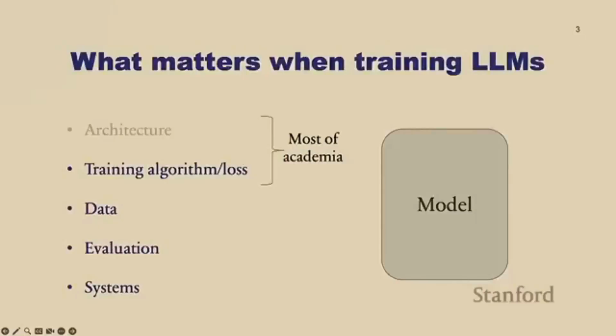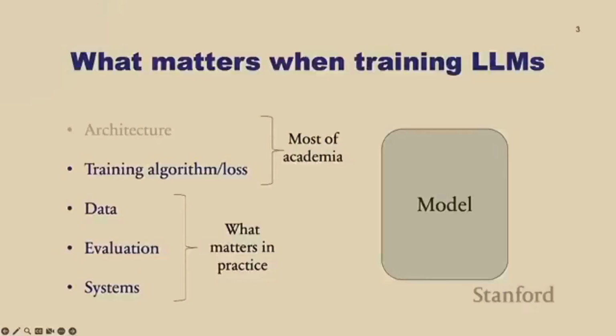Another thing to say is that most of academia actually focuses on architecture and training algorithm and losses. As academics, and I've done that for a big part of my career, we like thinking that we make new architectures, new models, and it seems like it's very important. But in reality, honestly, what matters in practice is mostly the 3 other topics: data, evaluation, and systems, which is what most of industry actually focuses on. That's also one of the reasons why I don't want to talk too much about the architecture, because really the rest is super important.